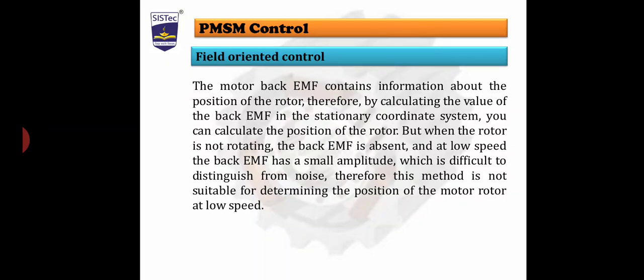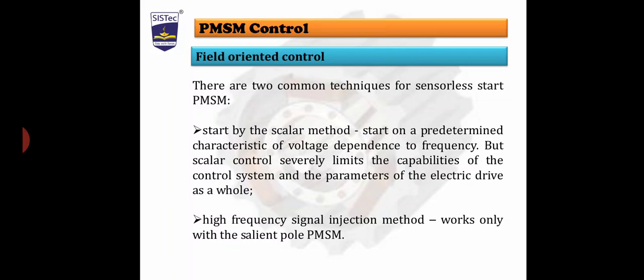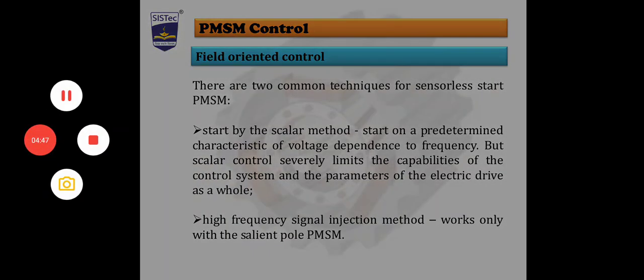But when the rotor is not rotating, the back EMF is absent, and at low speed the back EMF has a small amplitude, which is difficult to distinguish from noise. Therefore, this method is not suitable for determining the position of the motor rotor at low speed. There are common techniques for sensorless start of a permanent magnet synchronous machine. So we will see these techniques in the next lecture, and thank you for watching the video.